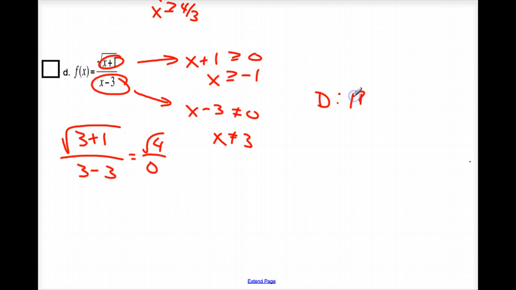I'm going to say it's all reals greater than or equal to -1, except 3. So anything greater than or equal to -1 would work except for that number 3. So that's how I would have to rewrite that domain.